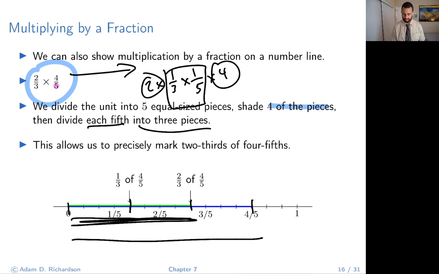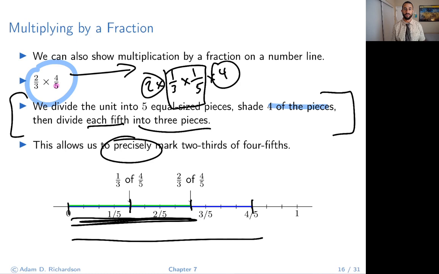The reason we were able to do that precisely is because of this step right here. Divide the unit into 5 equal size pieces, and then divide each of those fifths into 3 equal size pieces. And that's how you do that one. All right. So you try.